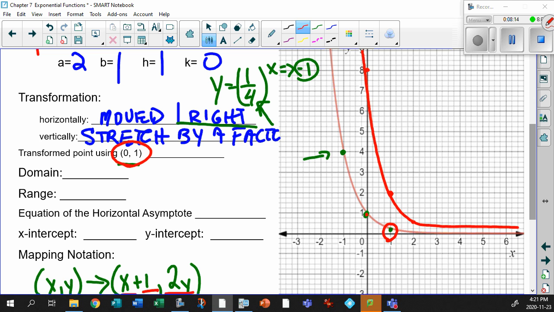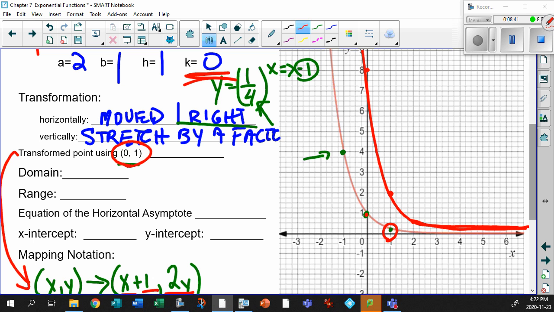Now, here's the other cool thing. What you've got to remember here is that k was 0. So look where the asymptote is. The asymptote hasn't changed from the original graph. It's still an asymptote of y equals 0. So, okay, let's go and do this. Transform points, we do all the transformations down here.